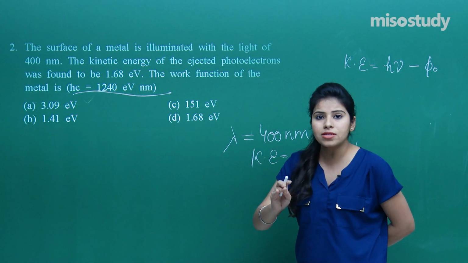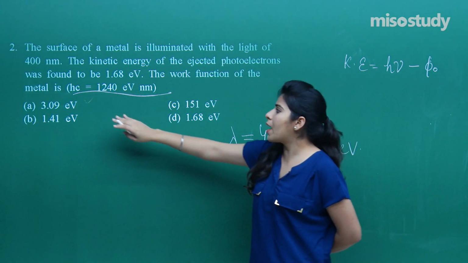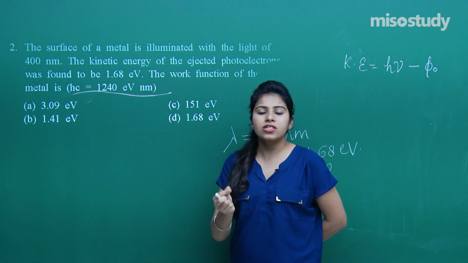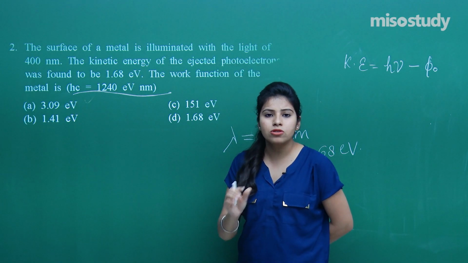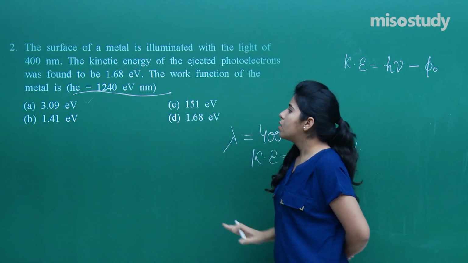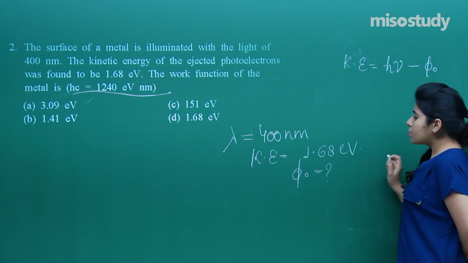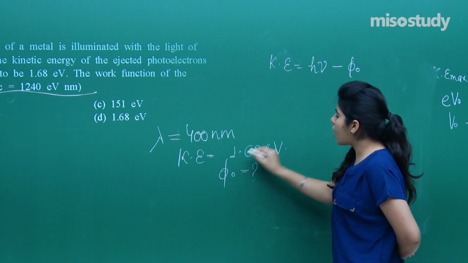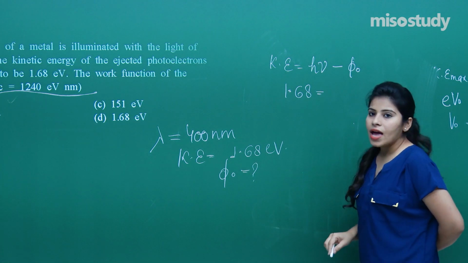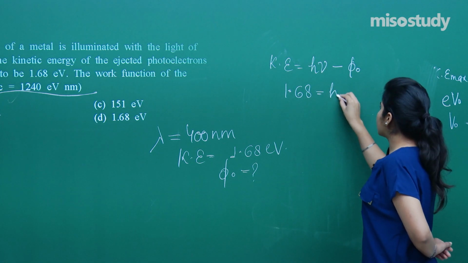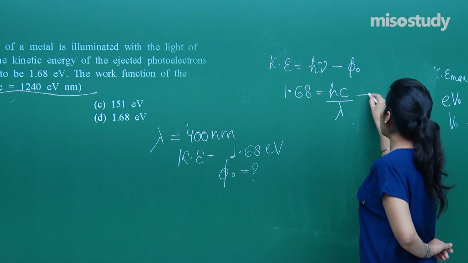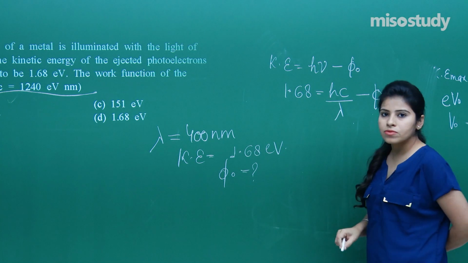You can remember this value because multiplying h with c is a constant term. h is constant, c is constant. So you can just remember this term, 1240 electron volt into nanometer. Now in this question we have 1.68 equals h nu. I can write this nu in the form of c by lambda minus work function.